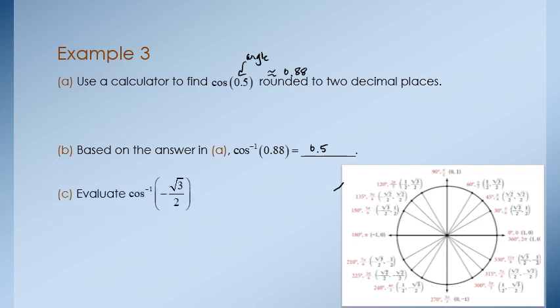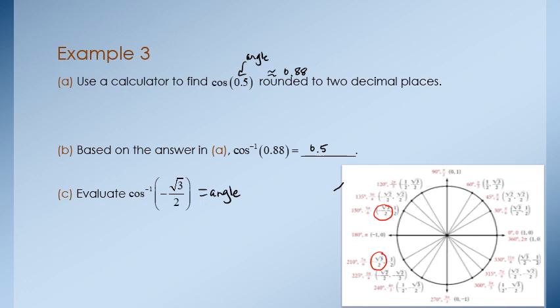Now let's evaluate cosine inverse of -√3/2. So normally what we saw on part A was we're inputting an angle. Now we are looking for the angle that produces a cosine of -√3/2. Well, remember that that cosine comes from the x value of the ordered pair on the unit circle. I see -√3/2 at 5 pi/6, and I also see it at 7 pi/6.